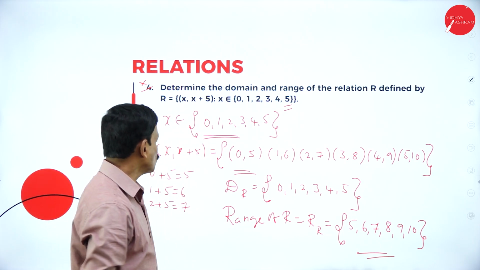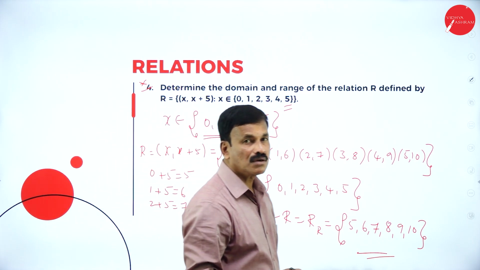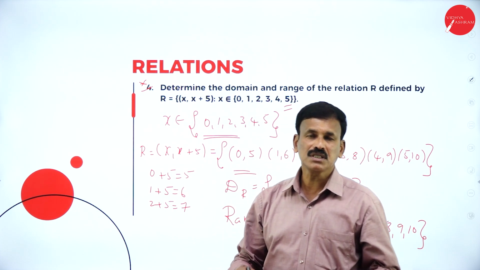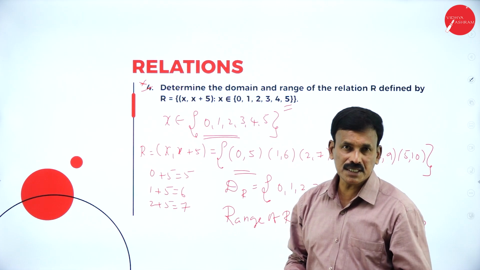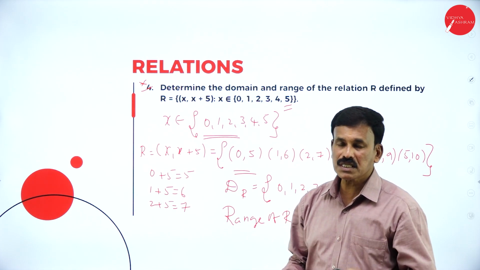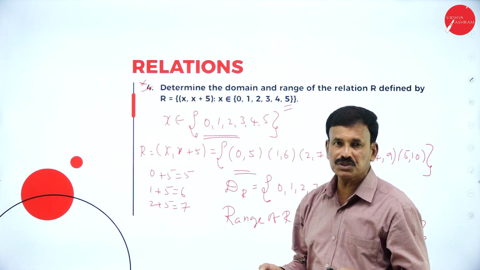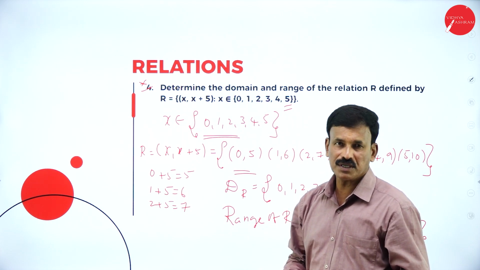Hope you followed. So these are a few problems related to Cartesian product and relation, and finding the domain and the range. This type of problem is very important from the point of view of examination. You may expect 1 or 2 questions for 2 marks and 5 marks.